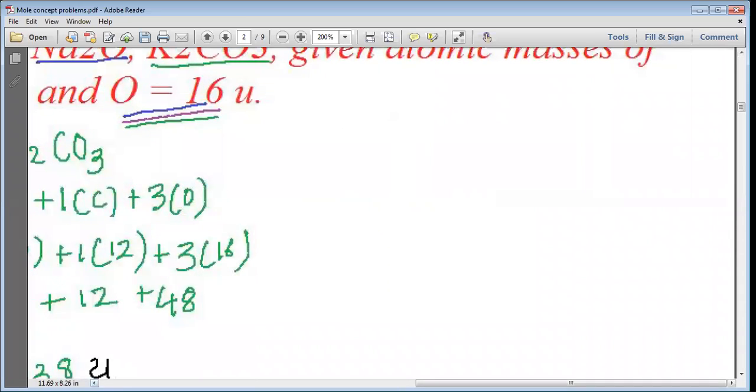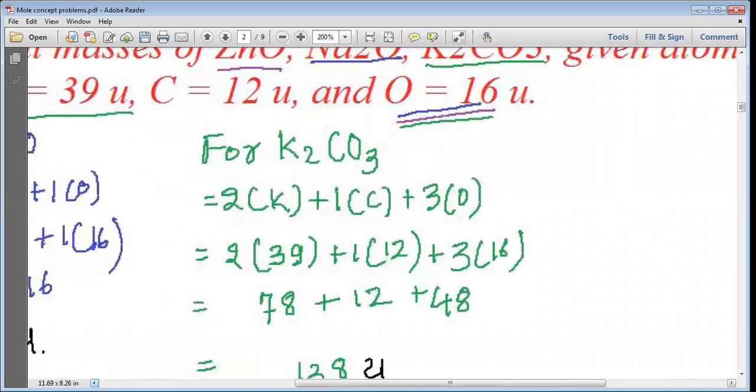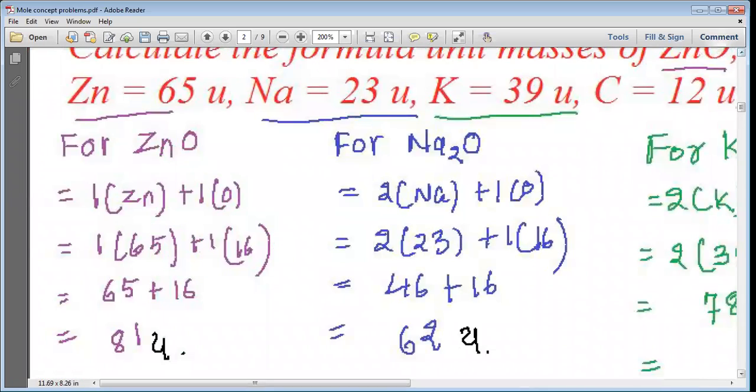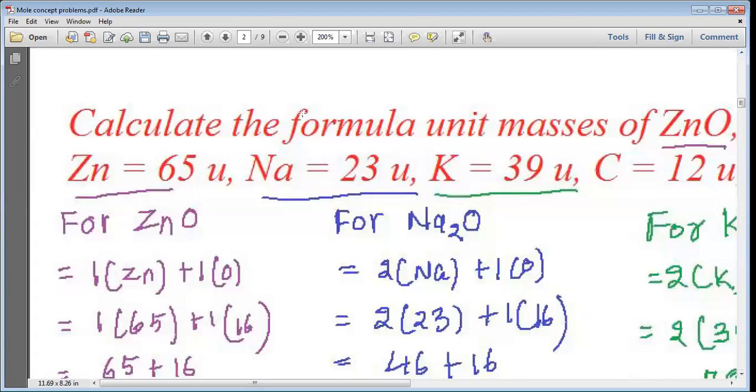Now, my dear students, we want to understand how to calculate the formula unit mass. Whenever we have ionic compounds, these ionic compounds do not have the molecular mass, but instead they have the formula unit mass. So let us understand how to calculate the formula unit mass.